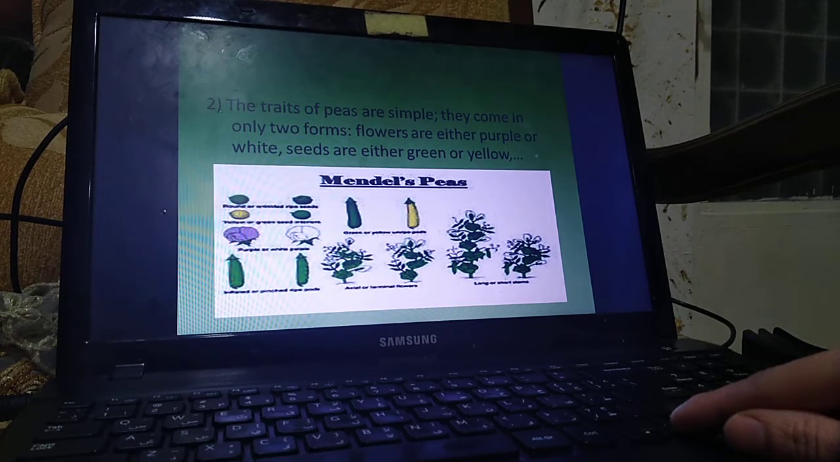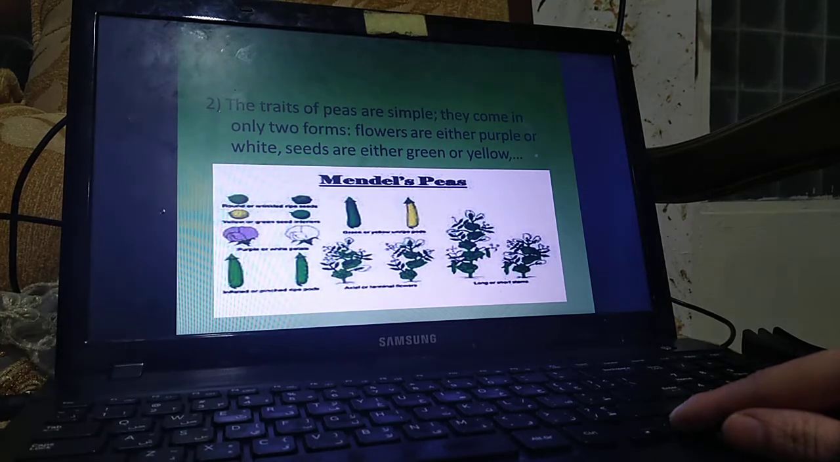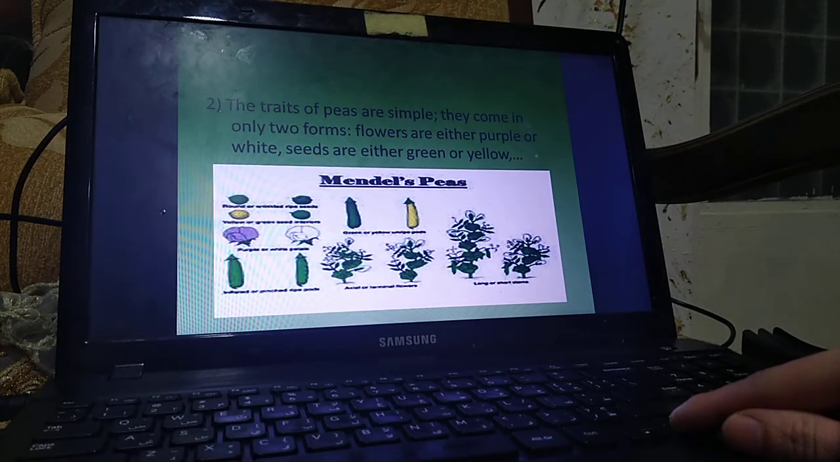The flowers of peas, for example, are either purple or white. Peas are either tall or short. There are no medium-sized peas. They're either really tall or really short, which makes things simple and makes studying simple.